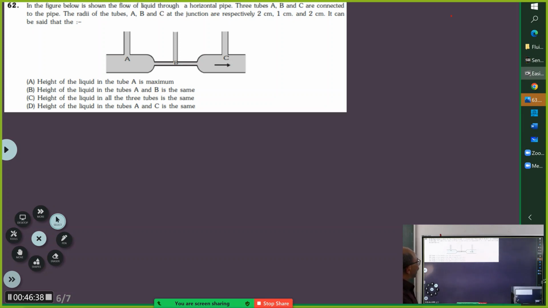The radii of the tubes A, B, C at the junctions are given. The radii of the tubes are marked A, B, C. If you look at the options, the radius they have given corresponds to the vertical tubes. Whatever the height it will rise, it is irrespective of the radius of the tubes. So velocities and pressures, option D: the height of the liquid.